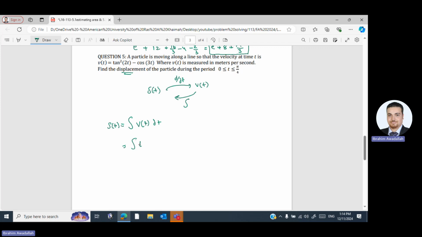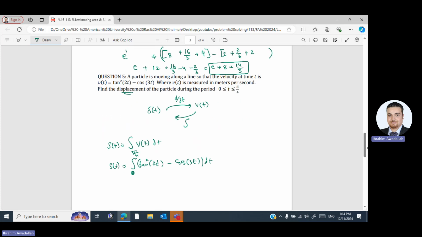The function here is tan squared 2t minus cosine 3t, all of it dt, and we have the interval, which means 0 here, the start point, and pi over 4 here. You can use the calculator directly to find s of t, but we don't like to do that.